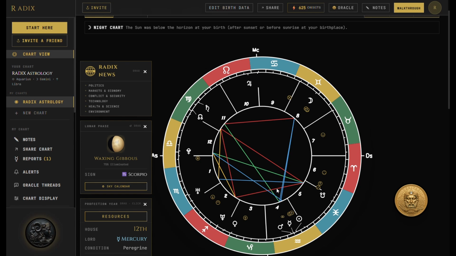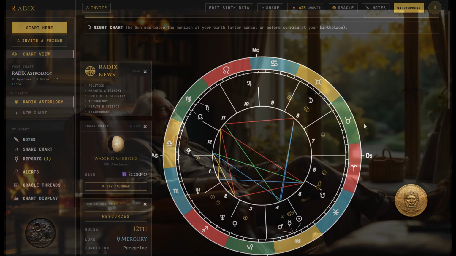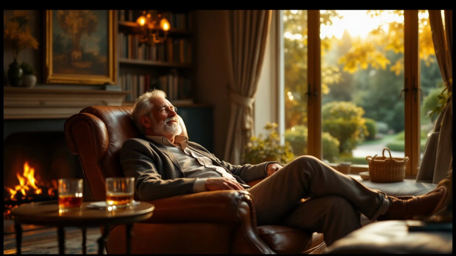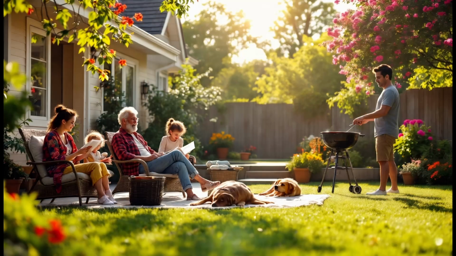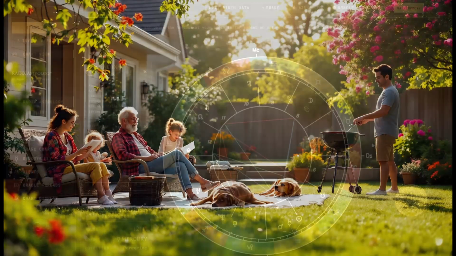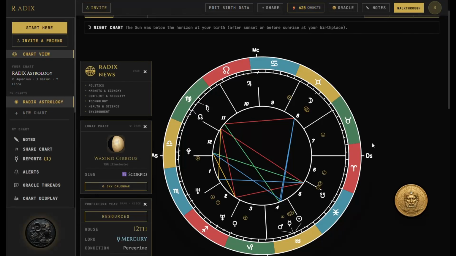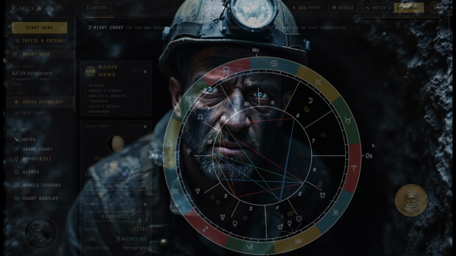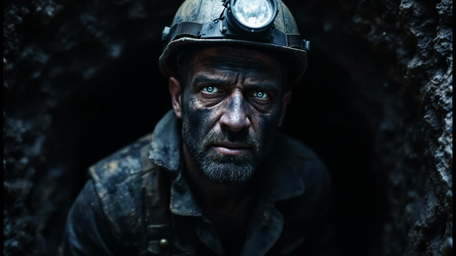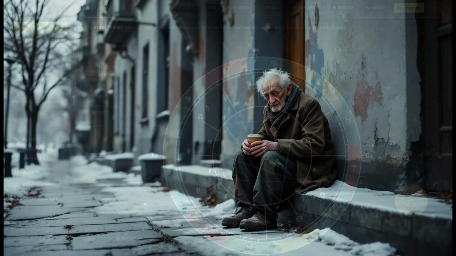A benefic planet, Jupiter or Venus, conjunct the lot of fortune is traditionally one of the most fortunate placements possible in a natal chart. It suggests material circumstances that are consistently supported, that tend toward sufficiency and ease. A malefic planet, Saturn or Mars, conjunct the lot of fortune doesn't make someone unfortunate by definition, but it does suggest material circumstances that arrive through harder work, more friction, more testing.